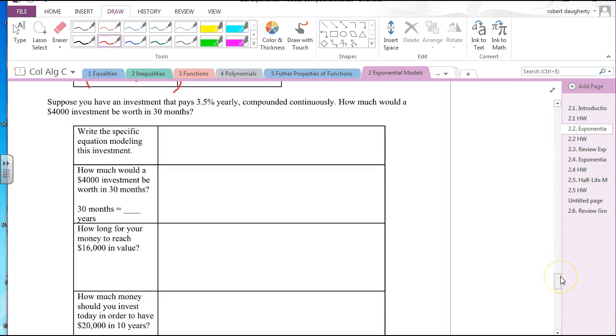So, suppose you have an investment that pays 3.5% per year compounded continuously. How much would a $4,000 investment be worth in 30 months, okay? The formula I need to use, because I see those words compounded continuously, A equals Pe^(rt), okay? What is my initial amount? $4,000, okay? Interest rate is what?